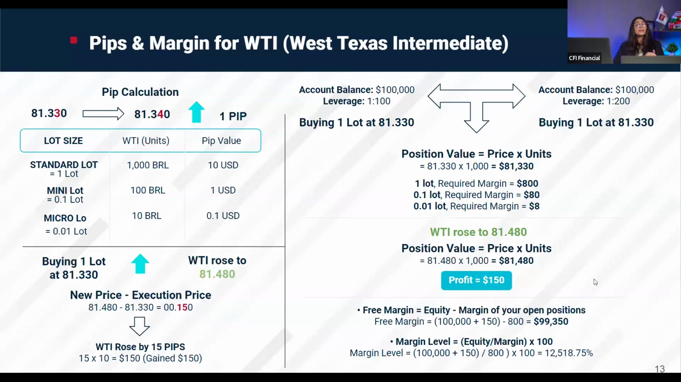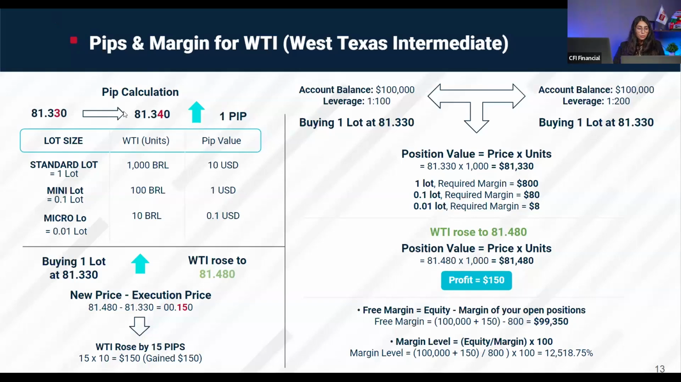Now we're going to calculate the margin level. To be able to calculate the margin level, I take my equity, I divide over my margin of my open positions, and I multiply it by 100. So my equity is my balance plus the $150 that I gained divided by 800. So we have a fixed margin when we're talking about WTI multiplied by 100. So I have a margin level of 12,518.75%.